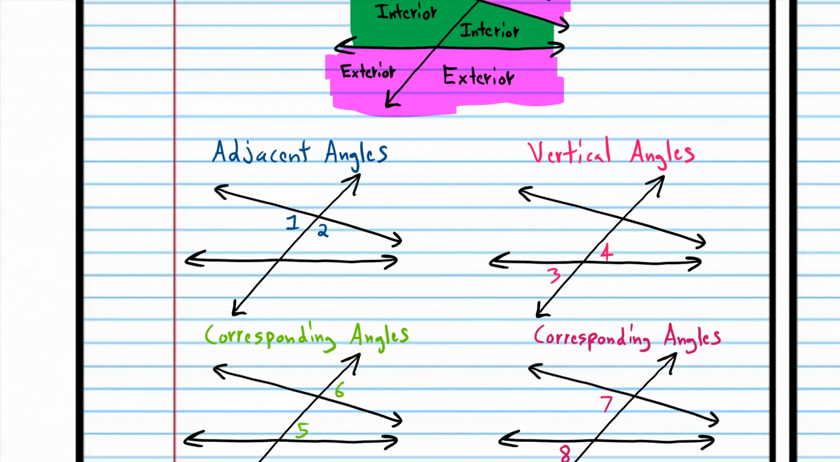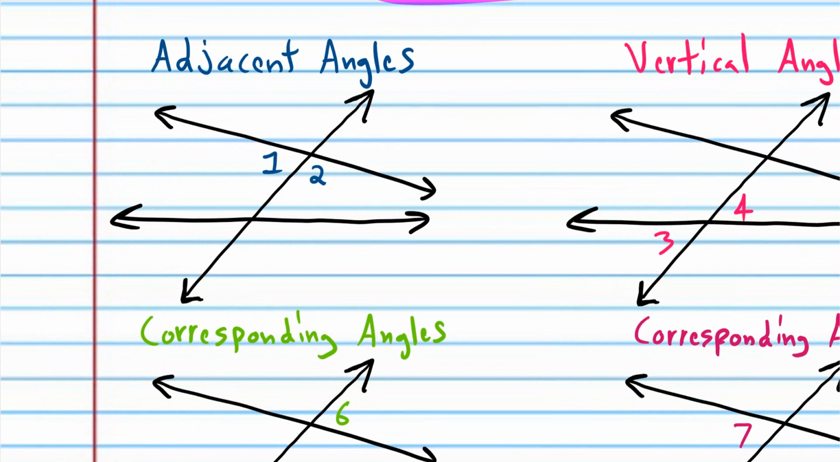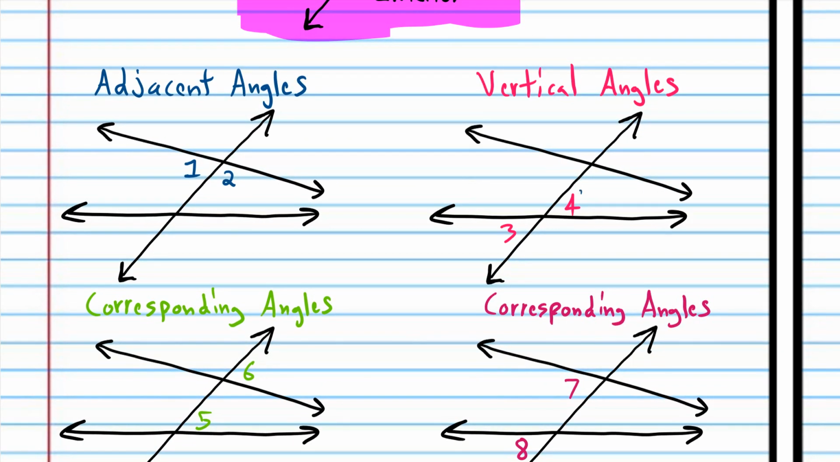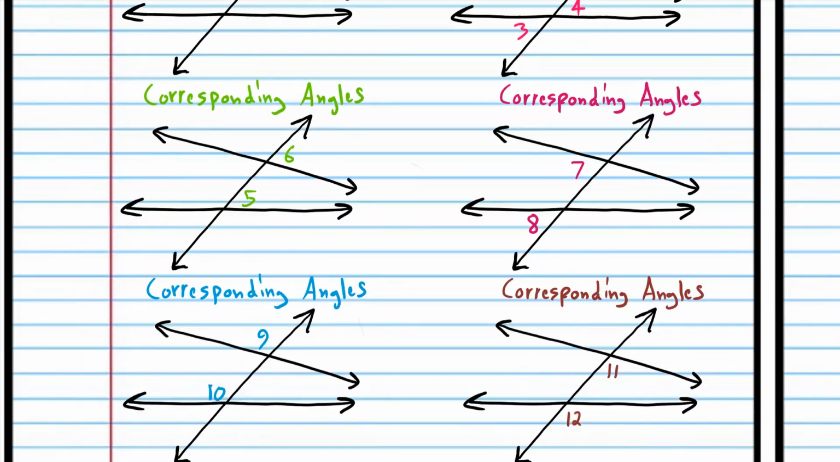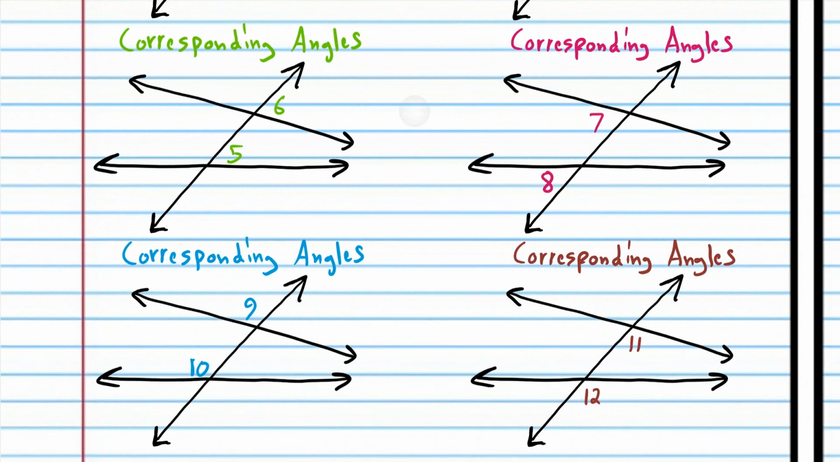Now, we're not going to name these two angles here because those are just adjacent angles. We've already studied those, and we're not going to name vertical angles. We already named those. But we are going to name these angle pairs. These are all corresponding angles.